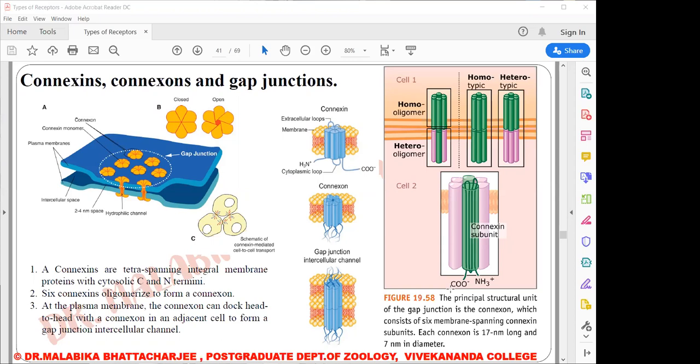Let me give you one example. In heart tissue, gap junctions facilitate the flow of electrical current that causes the heart to beat. So the current flows from one cell to another cell through the gap junctions. In the brain, gap junctions are concentrated in the cerebellum, which is involved in coordinating rapid neuronal activities. So in the brain, they help in coordinating rapid neuronal activities.